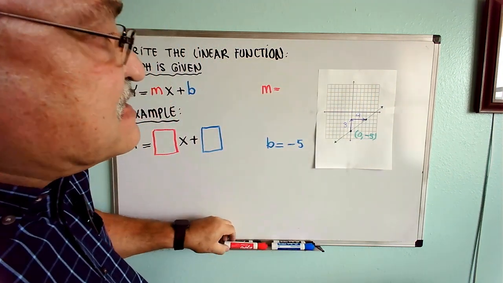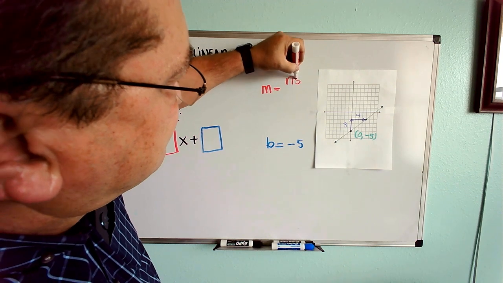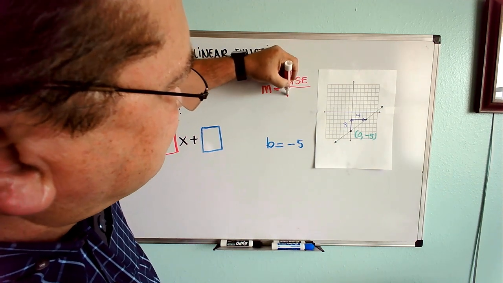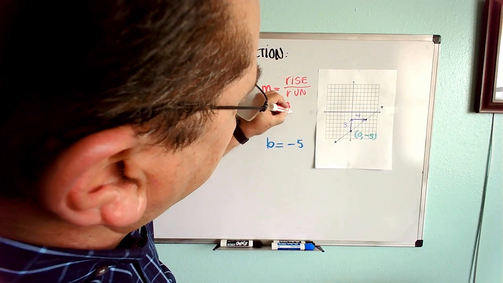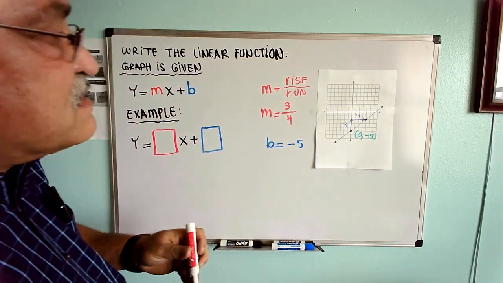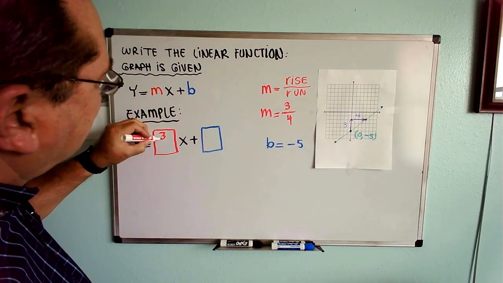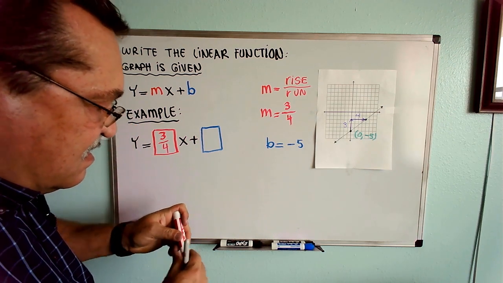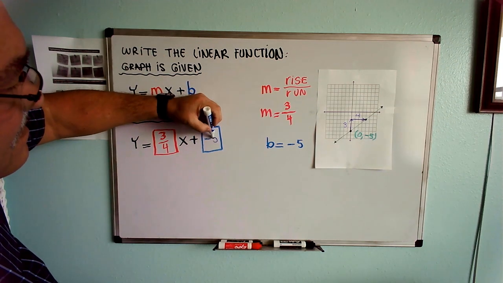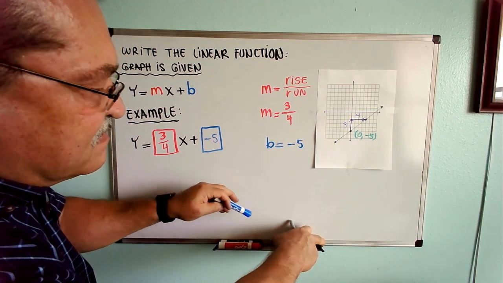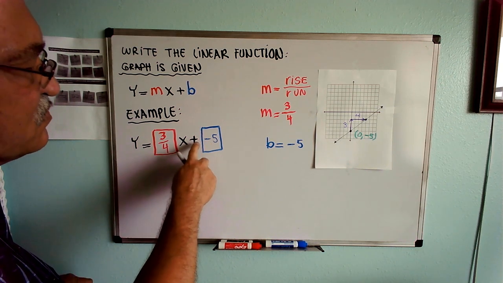That means the slope, remember, is the rise over the run. So the slope equals 3, the rise, 3 units up, 4 units across. So the slope is 3/4. We write 3/4 times x, and then the y-intercept is negative 5, plus negative 5. Remember, when we add a negative number, that is going to be subtraction.